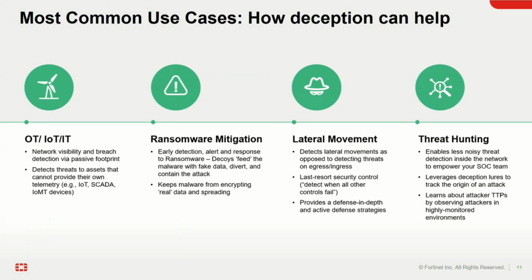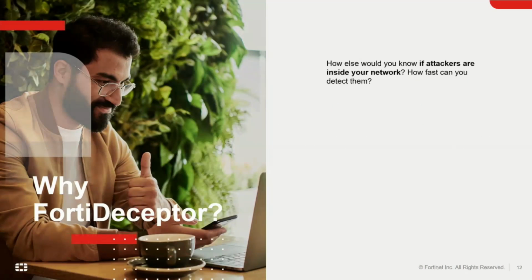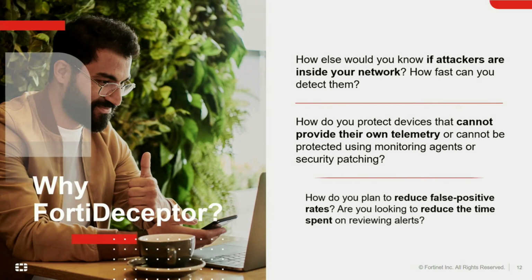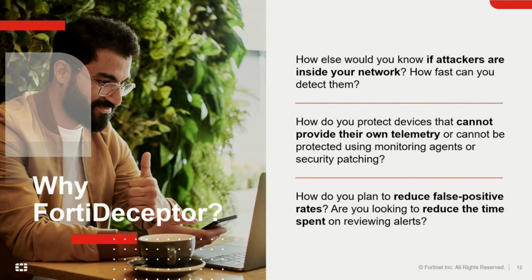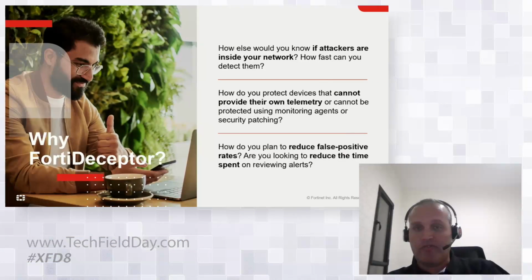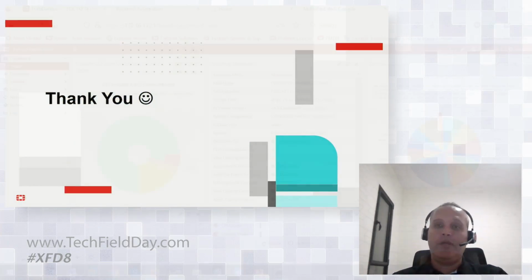Four main use cases in our business: IoT, OT, big deception, almost 40% of the business. Ransomware mitigation, I mentioned. Lateral movement, the classical one. Early breach detection, and threat hunting, to make your SOC more efficient. We speak about why Deceptor: if you want to know if somebody is inside the network, protect devices that cannot provide their own telemetry, and we fix the false positive alarms.